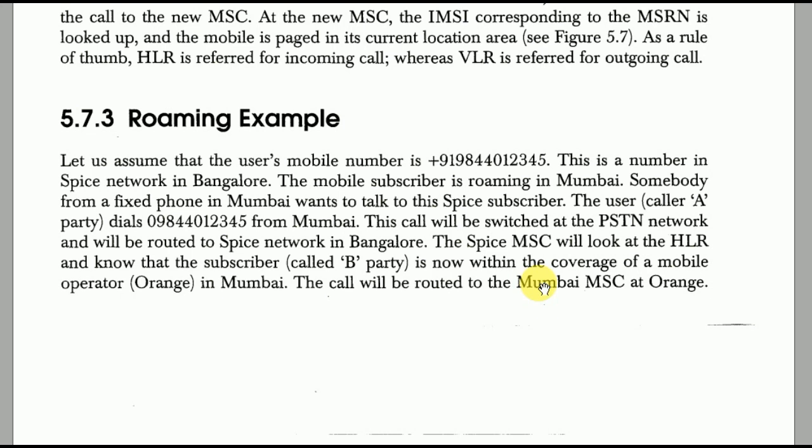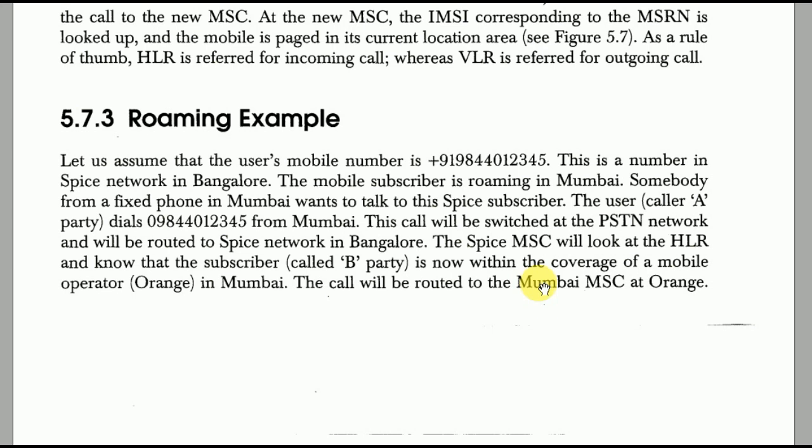Roaming is of two types. The first one is horizontal roaming and the second one is vertical roaming. Horizontal roaming is between two networks from the same family. For example, GSM to GSM roaming or GSM to UMTS roaming is considered horizontal roaming.